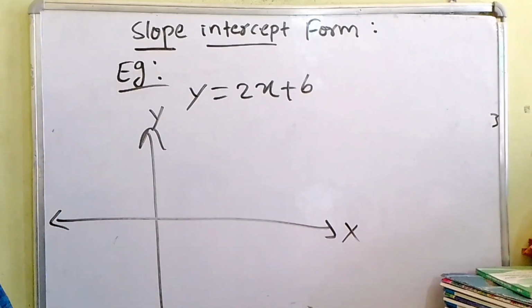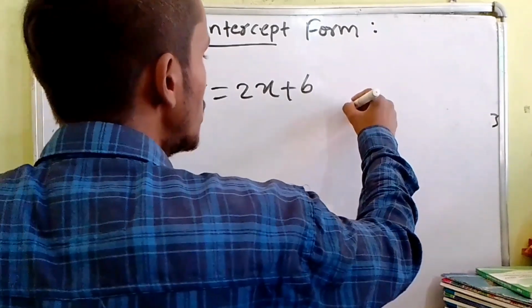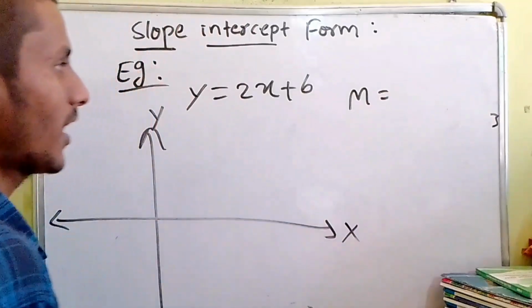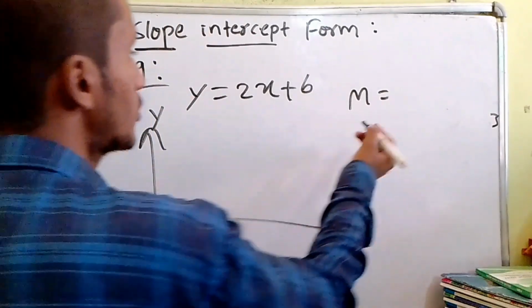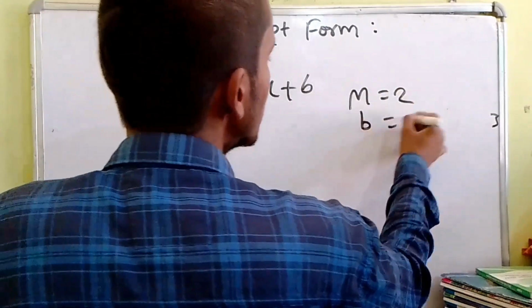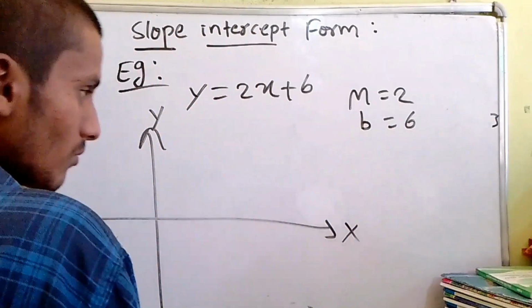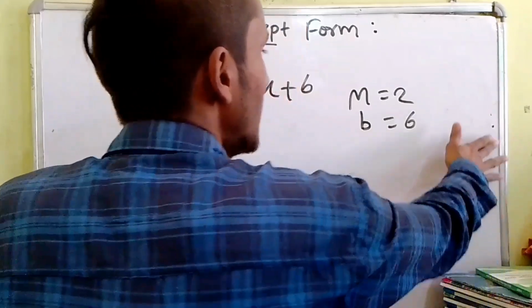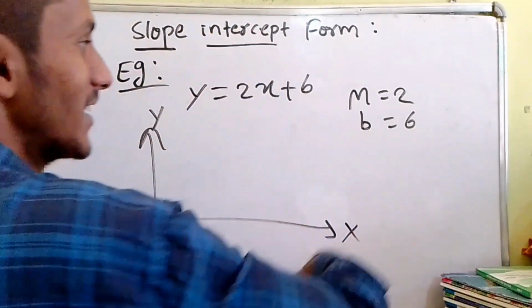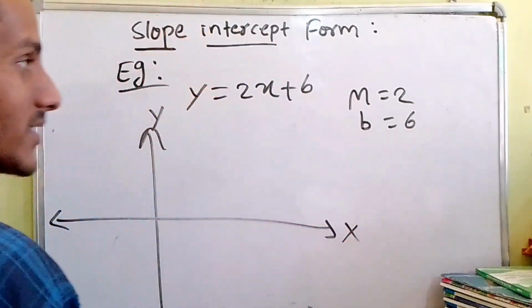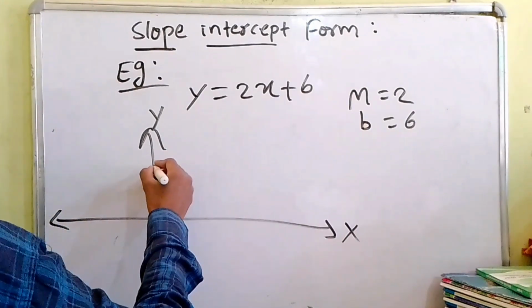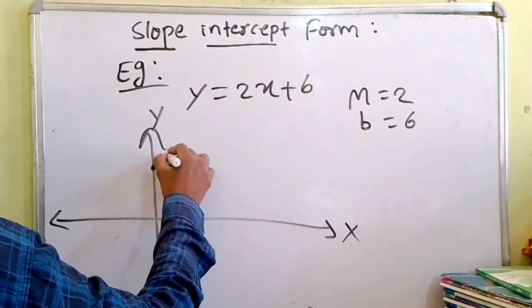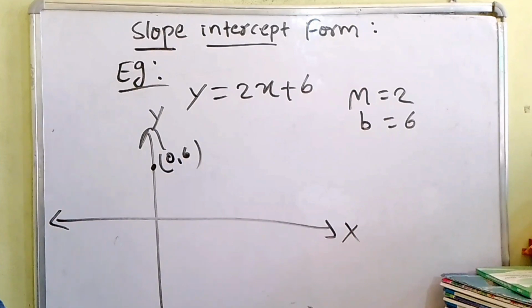In order to graph it, you need to write the m and the y-intercept. M meaning the slope, which is 2, and the y-intercept, which is 6. From this, you might have already known that one point which lies on the straight line is (0, 6). That's going to be the y-intercept, which lies on the straight line, because it is the y-intercept.